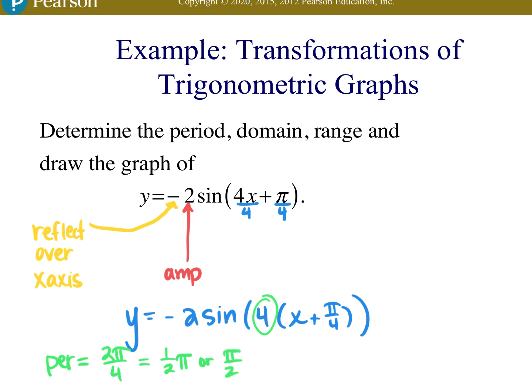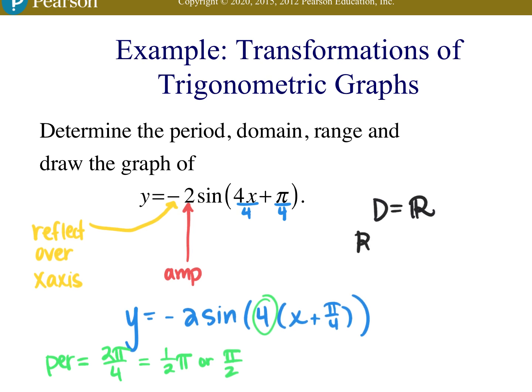And then what would the domain and what would the range be? Domain questions are still the same. Does it have a denominator? No. Does it have a square root? No. Does it have a logarithm? No. Therefore, the domain is all real numbers.